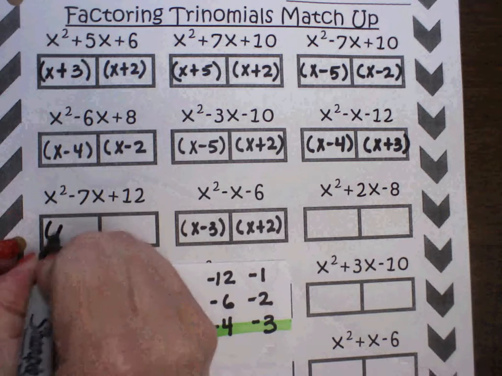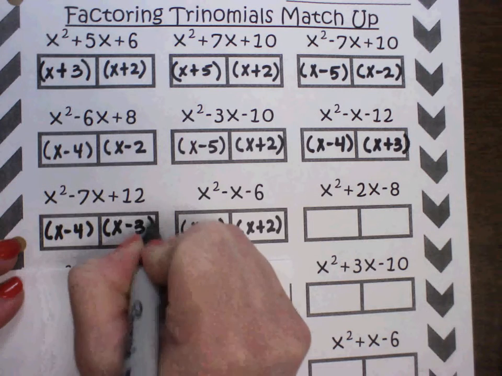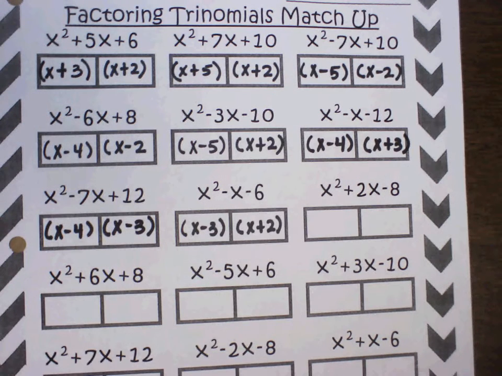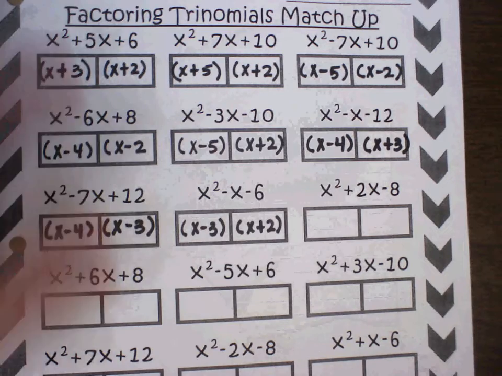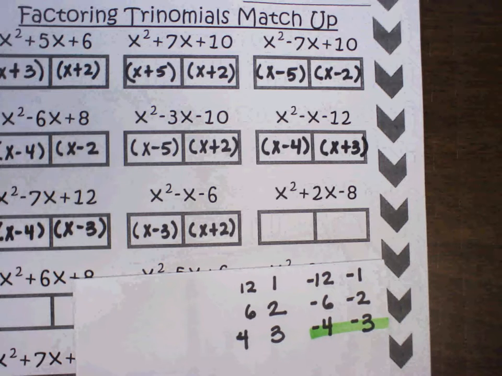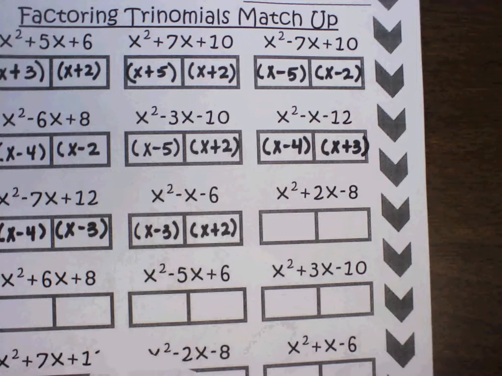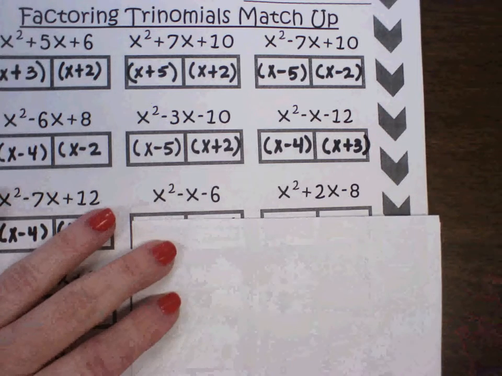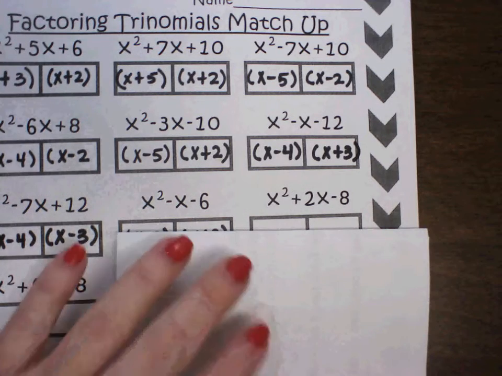All right, let's do another one just like that one. Well, actually, let's just keep them in order. Let's do the next one. All right, negative 8, positive 2. Negative 4 and positive 2. But you can also do positive 4 and negative 2. You can do 8 and 1, or you can do 8 and negative 1.